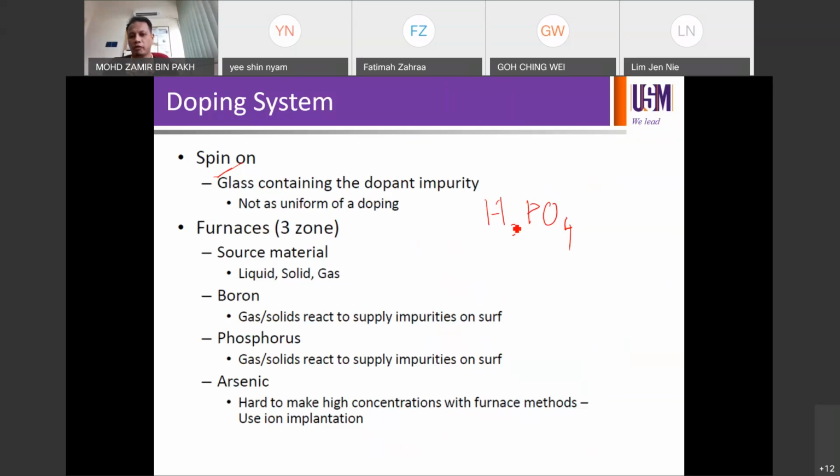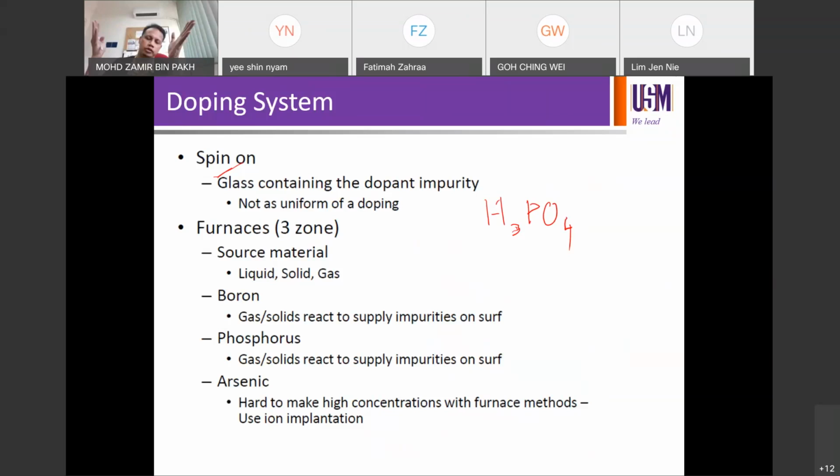So H3PO4, phosphoric acid. What you can do is spray it, just spray, or you can in fact dispense it like in a lithography process, a resist spinning process more or less. You can just spin or you can spray instead. Then you can send the wafers on the belt furnace and they can be diffused in a zone furnace.